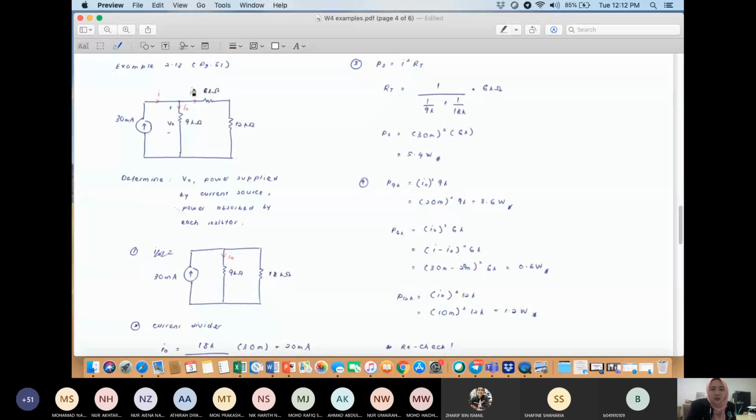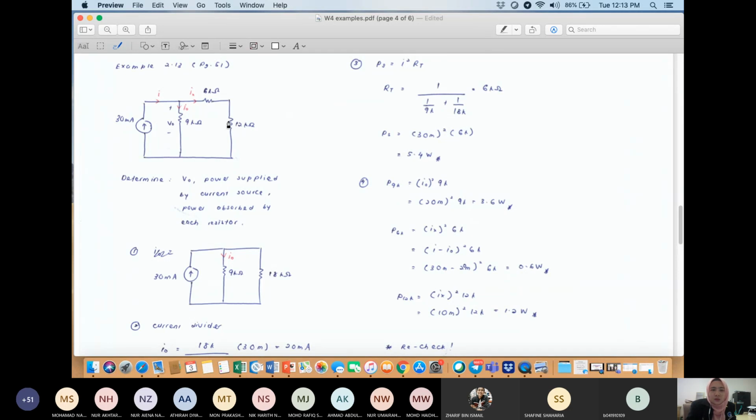For P at 6K, the current that flows through 6K is Ix, so I label this as Ix. It is basically Ix squared multiplied by 6K. Then you need to calculate Ix. Using KCL, you know that I equals I naught plus Ix. So Ix is equal to I minus I naught, squared, multiplied by 6K. So I is 30 minus 20 milli, squared, multiplied by 6K, you will get 0.6 watt.